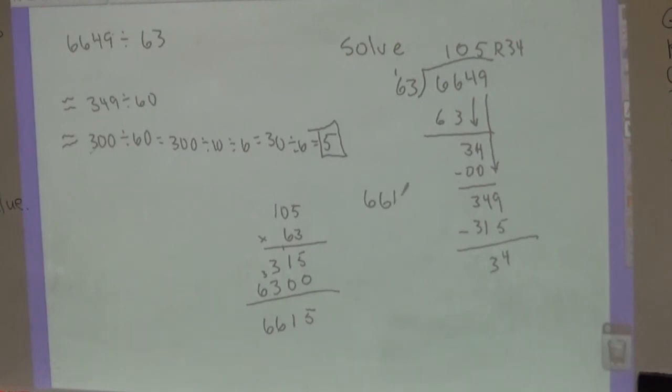6,615 plus the remainder of 34. 5 plus 4 equals 9. 3 plus 1 equals 4. Oh my God, it's the first time. For the first time. Okay, great.